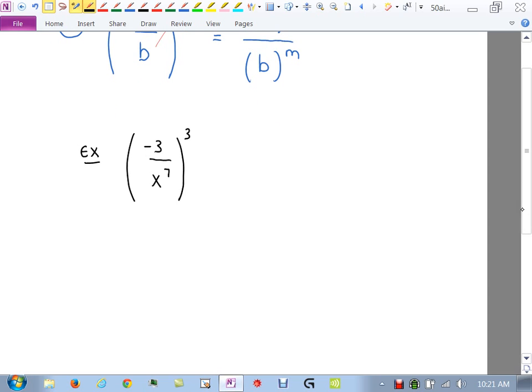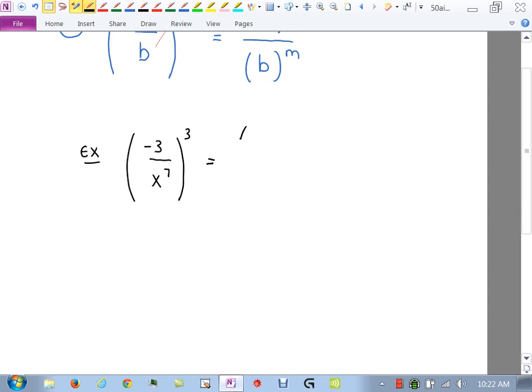First off, can you do anything inside the parentheses? No, right? I can't do anything. I don't have x's in the top and bottom that I can put together. So my only choice here is to try to resolve this 3 on the outside. Because I have a fraction, I can take the 3 and apply it to the top and bottom.